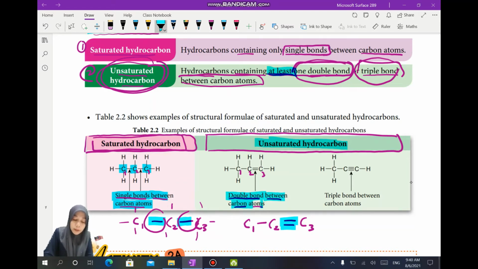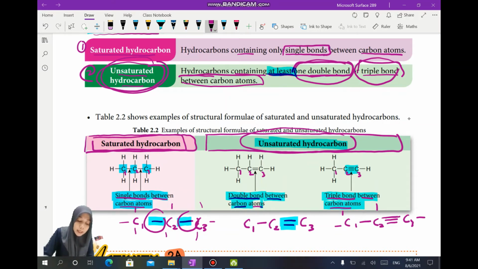Okay, and then contoh lain. It has triple bond between carbon atoms. Let's say lah kat sini C1, C2 and C3. C1, C2 ada single bond, but bila dengan C3 dia ada triple bond. So ini menunjukkan bahawa sebatian ini merupakan unsaturated hydrocarbon. Why? Because it has triple bond between carbon atoms. Dia mengandungi ikatan ganda 3 di antara atom carbon.